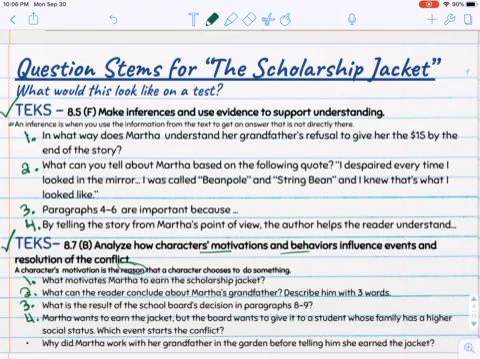4. Martha wants to earn the jacket, but the board wants to give it to a student whose family has a higher social status. Which event starts the conflict? 5. Why did Martha work with her grandfather in the garden before telling him she earned the jacket?